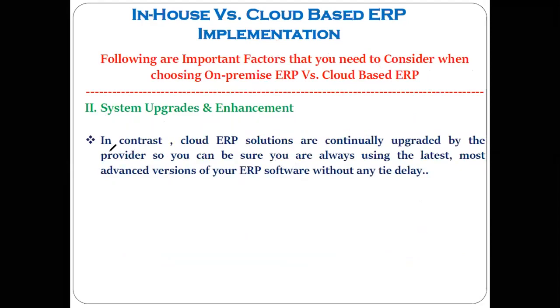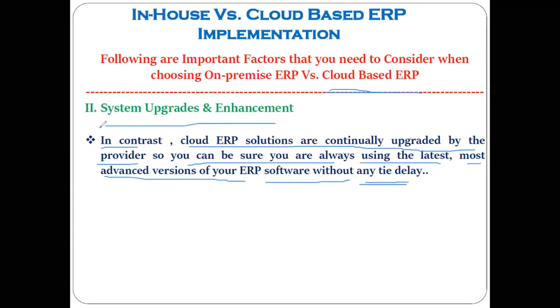Okay, so these things I have already mentioned. In contrast, cloud ERP solutions are continually upgraded by the provider. ERP systems are continuously upgraded by your ERP provider, so you don't have to worry about new updates coming and having to update your system. Whatever update comes will automatically get updated on your cloud-based ERP. So you can be sure you are always using the latest, most advanced version of your ERP software without any time delay. Understood. So that is the second factor.